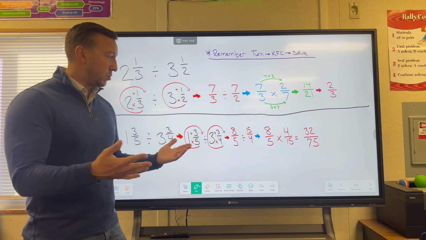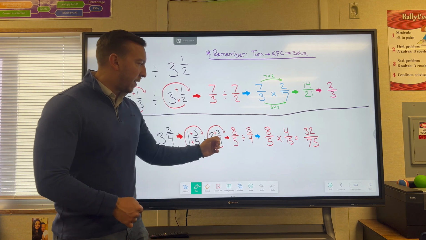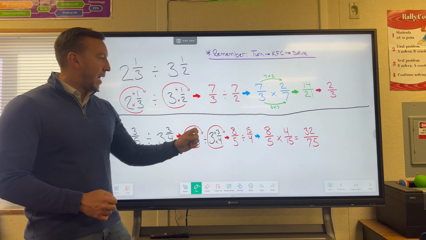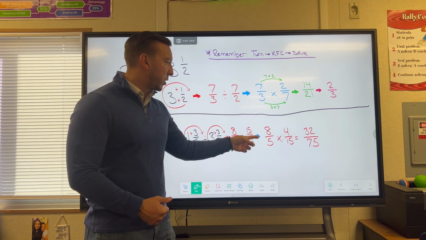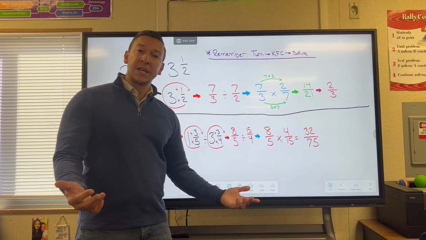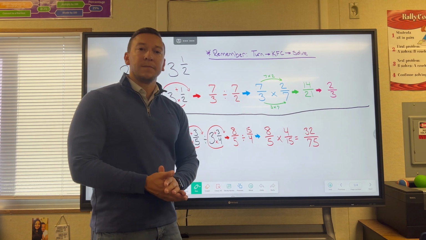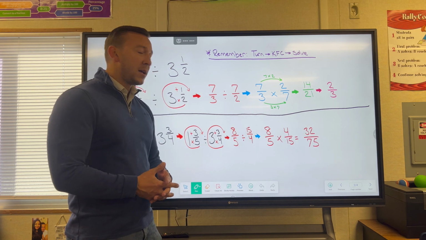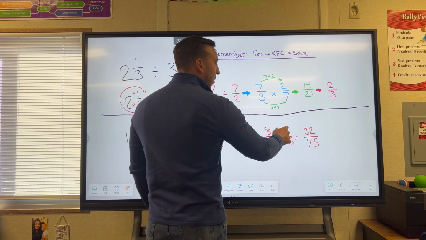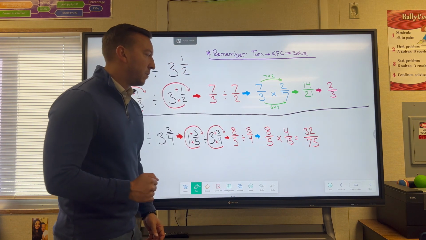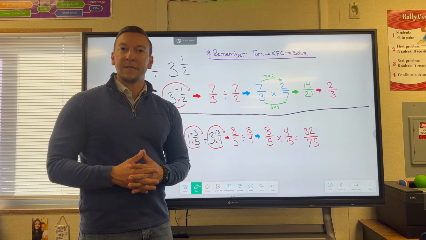Now, let's use our KFC method. I'm going to keep the 8 over 5 the same. I'm going to find the reciprocal of 15 over 4, which now becomes 4 over 15. And I'm going to change from division to multiplication. Now that I've done that, I can solve. I can multiply. 8 times 4 gets me 32. 5 times 15 gets me 75.